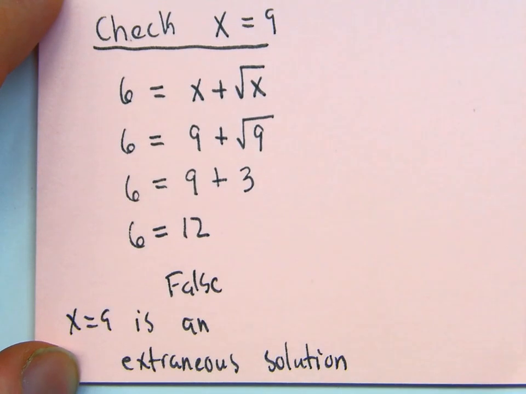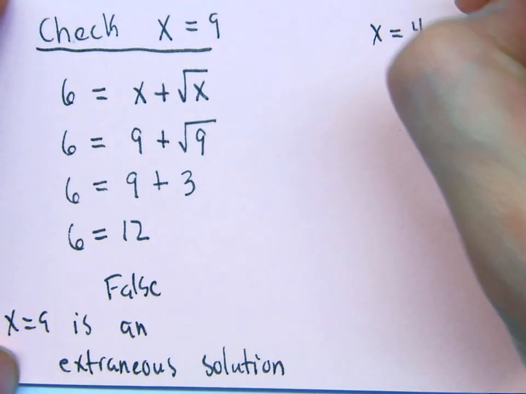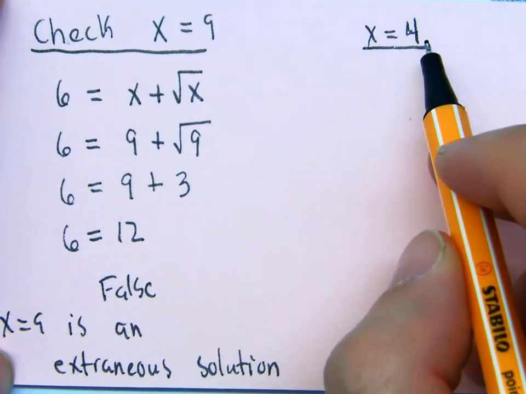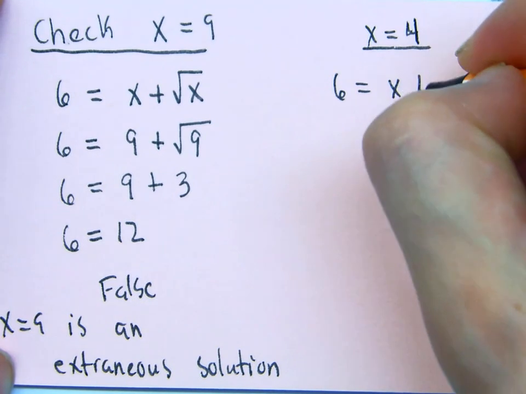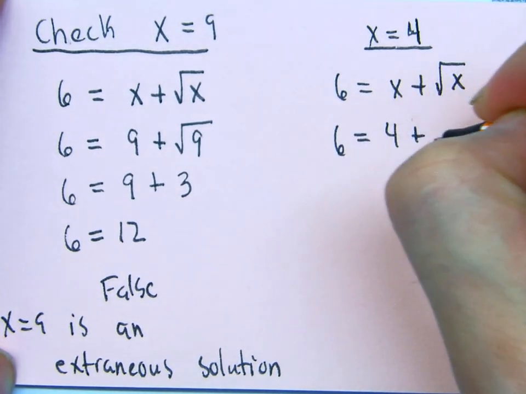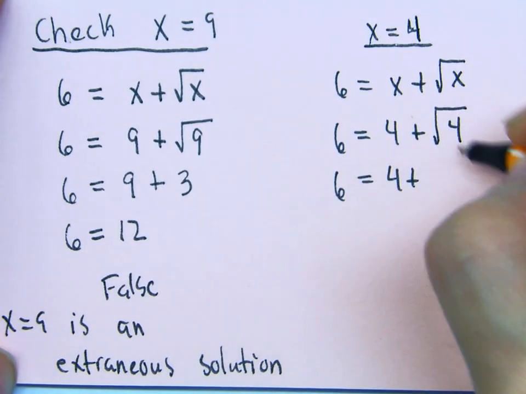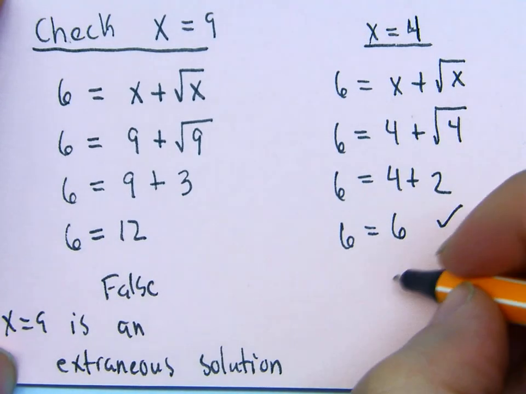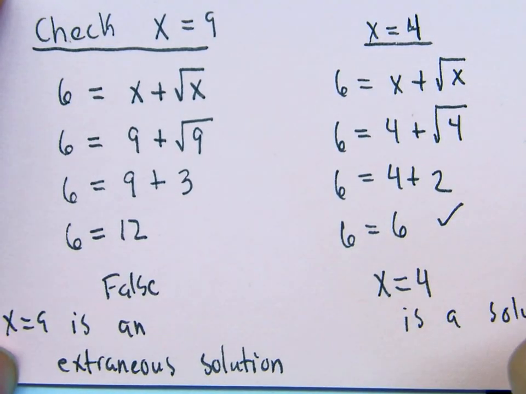Okay. What about over here? X equals 4, right? What I want you to do is pause the video and try it for yourself. Plug in 4 into this equation, right? So 6 equals x plus square root x. 6 equals 4 plus the square root of 4. 6 equals 4 plus, this is 2. 6 is equal to 6. And then here, x equals 4 is a solution.